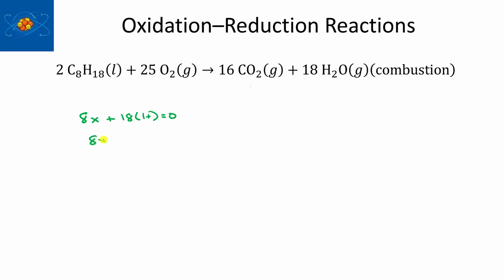Then we have 8x is equal to minus 18, so x is equal to minus 18 over 8, which comes out to be minus 2 1/4. And you're like, but I thought this was the number of electrons lost or gained, or how many electrons were gained by the carbon in forming the octane.